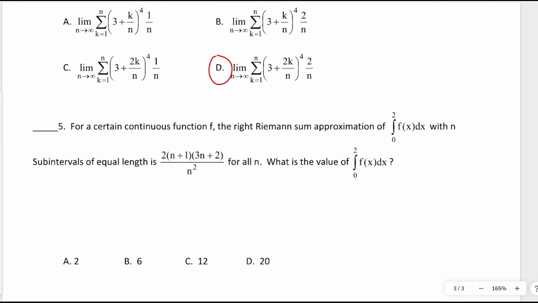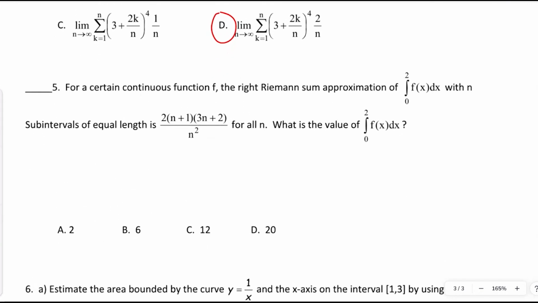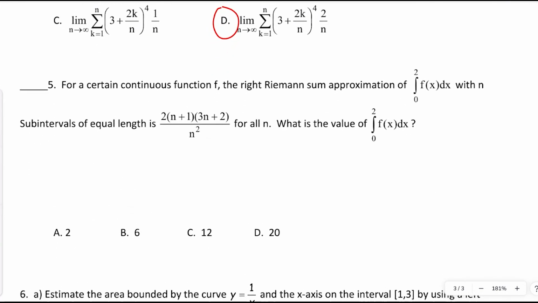All right, number 5. This one is going to sound a little confusing at first, I think, but it's really not as bad as you might imagine. It says for a certain continuous function f, the right Riemann sum approximation with n subintervals of equal length is this expression. What is the value of this integral?